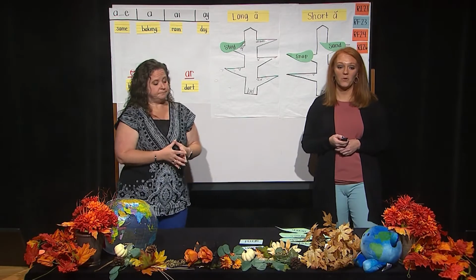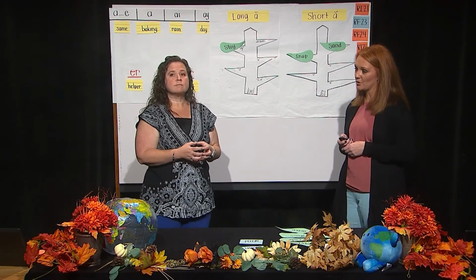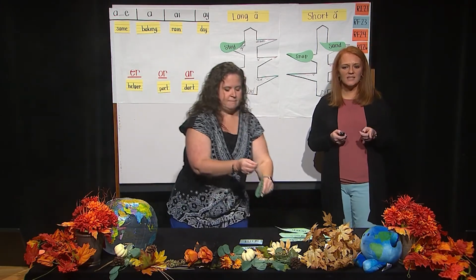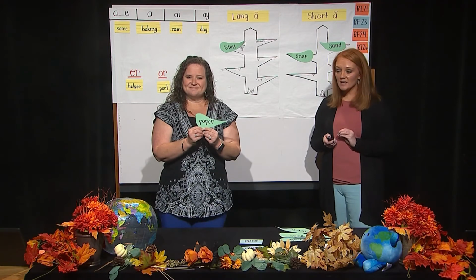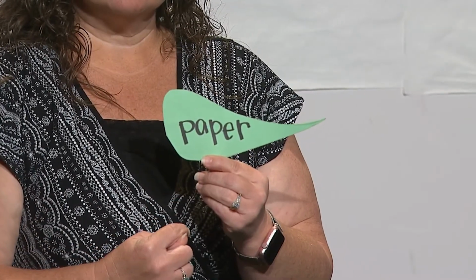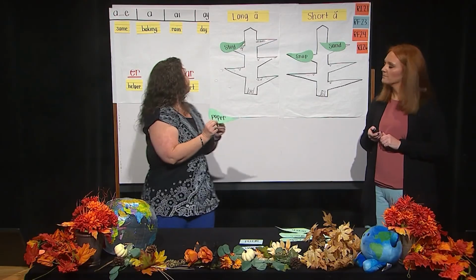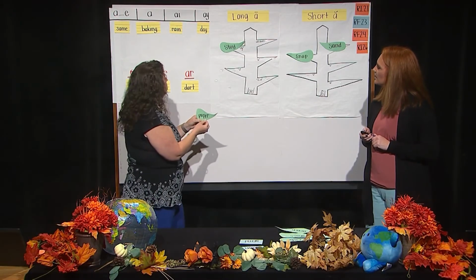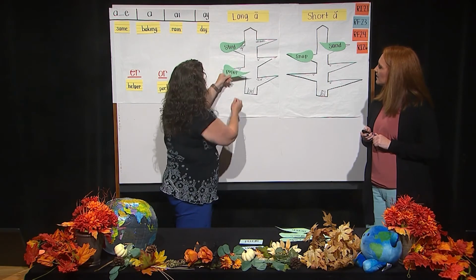Right. Okay, let's go to our next word, paper. What's this sound that the A is making in the word paper? That one belongs on our long vowel spelling tree. And it's spelled long A with A.